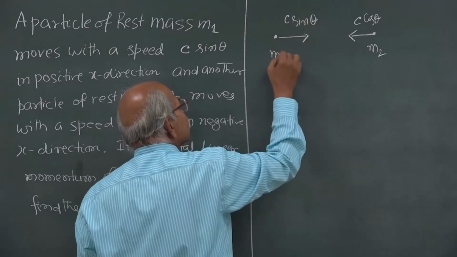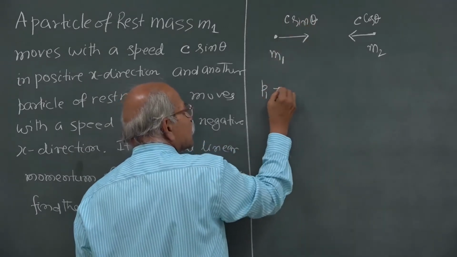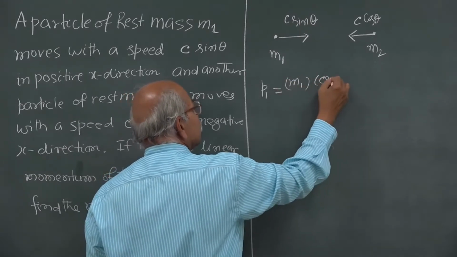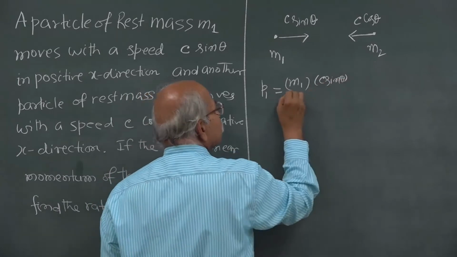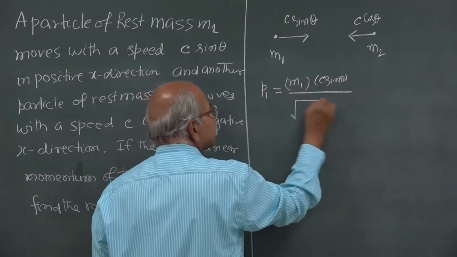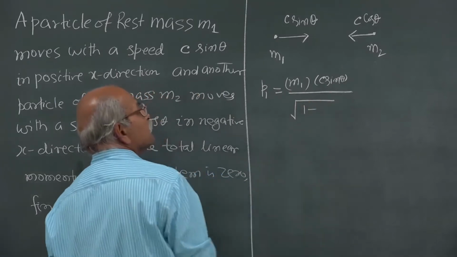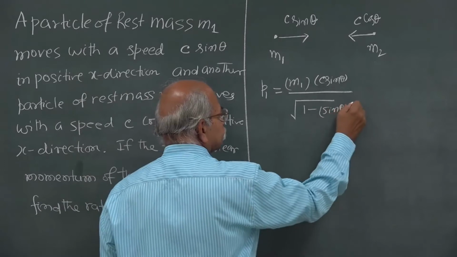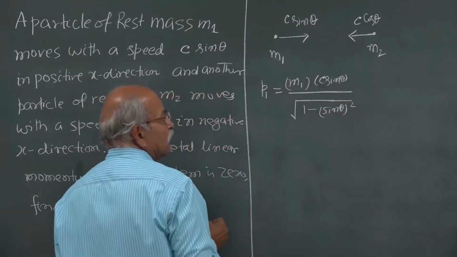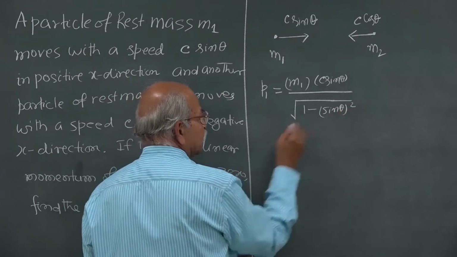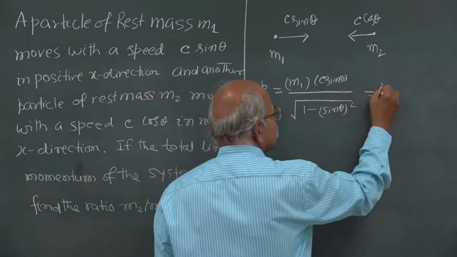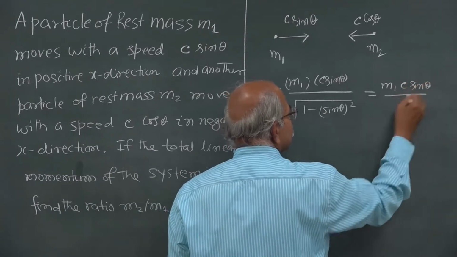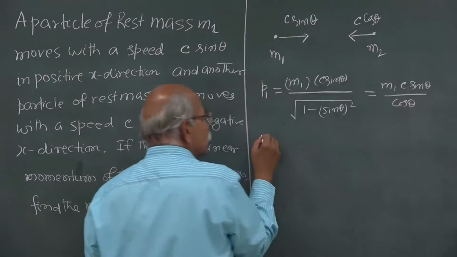magnitude of linear momentum of this particle p1, that will be m1 times c sin theta and then divided by square root of 1 minus v by c whole square. So, sin theta square, and this is cos theta, so this is m1 times c times sin theta divided by cos theta.